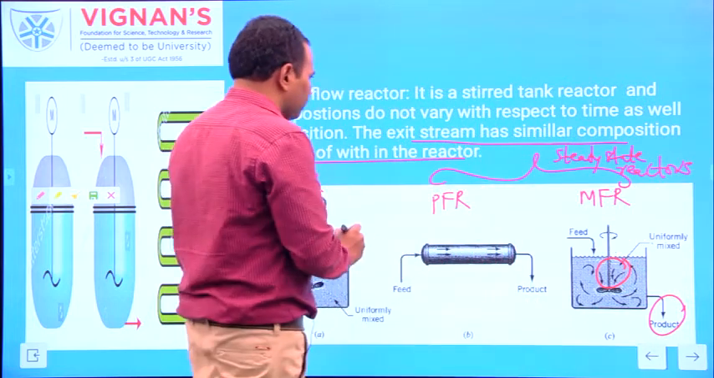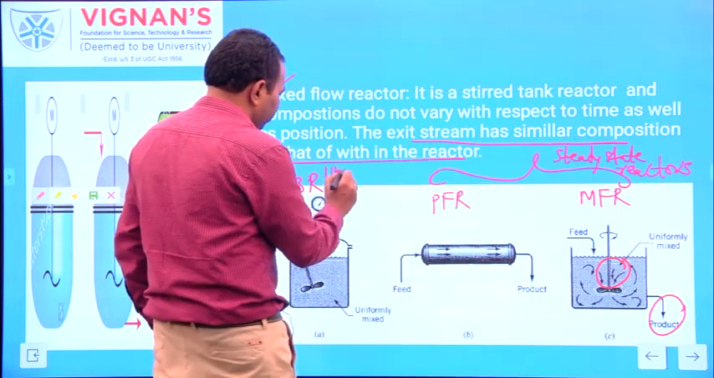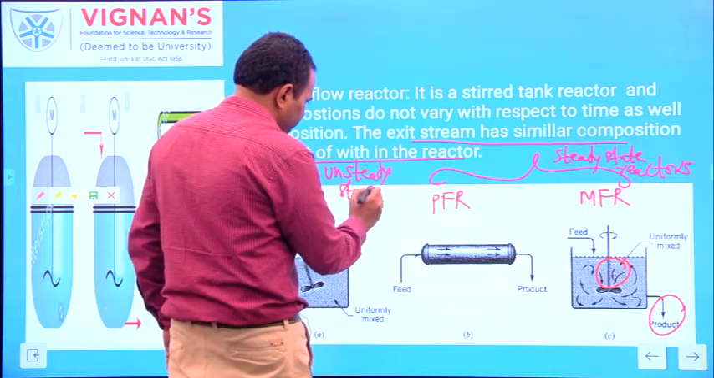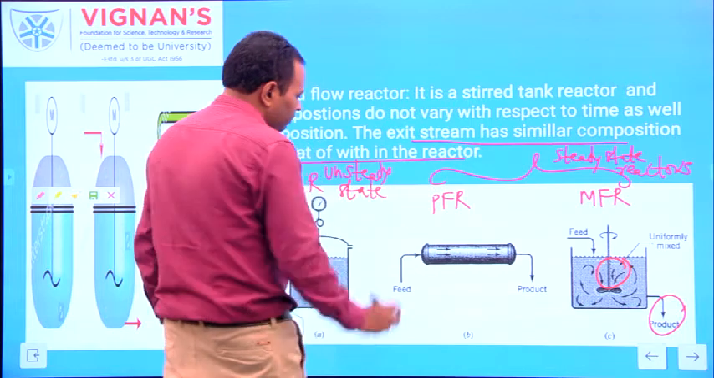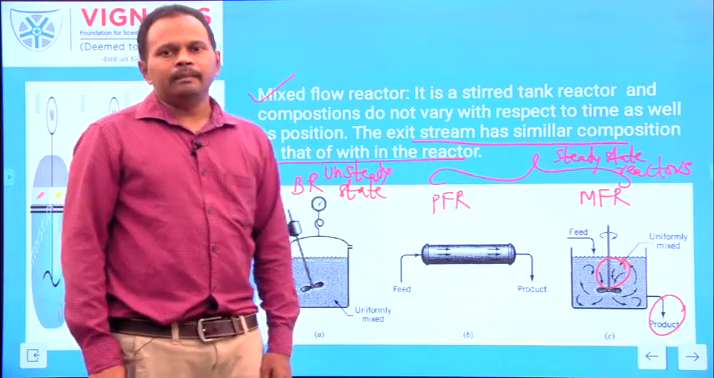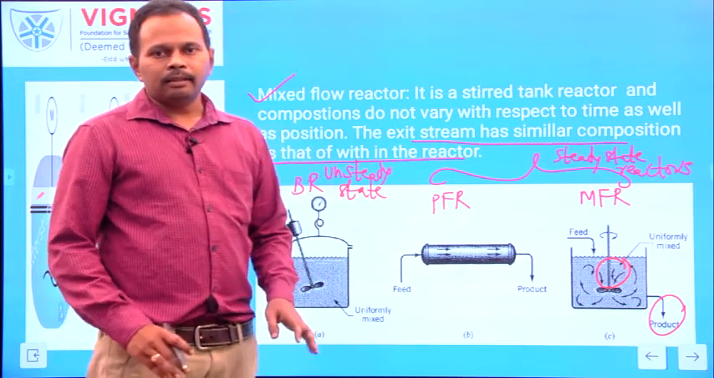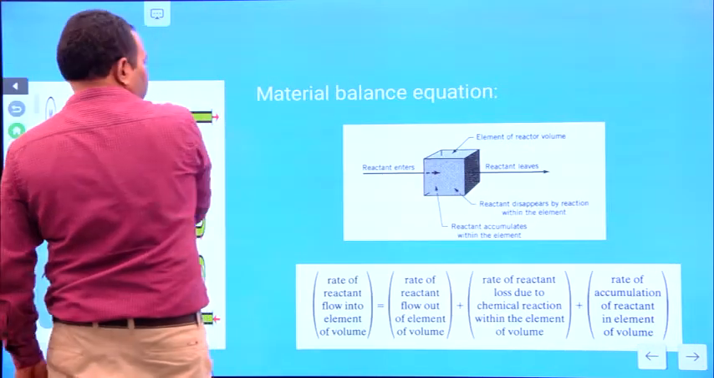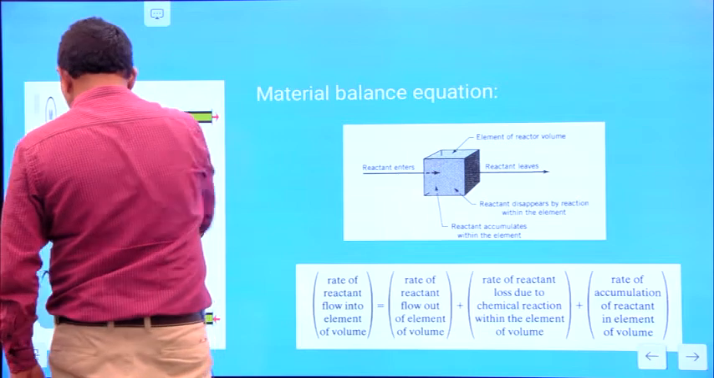So the batch reactor comes under the unsteady state reactor, in which the concentration varies with respect to the time, but at any particular time the concentration is uniform throughout. So next one, the material balance and energy balance equations.